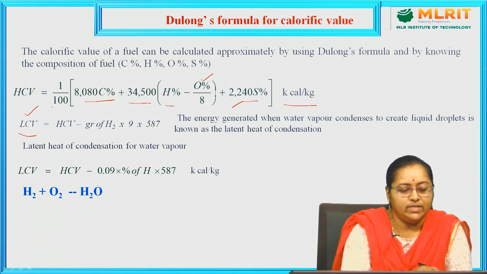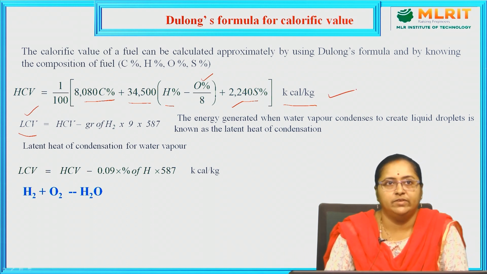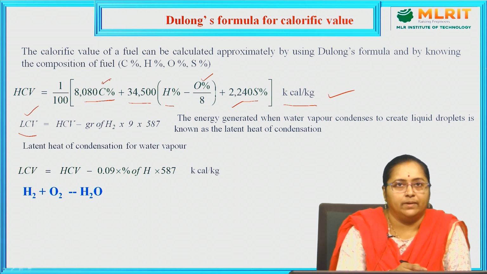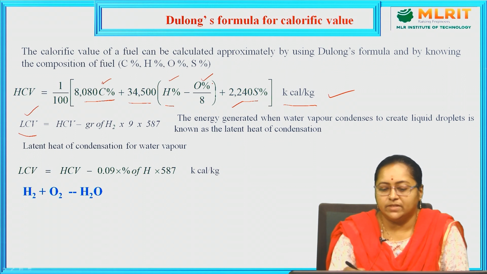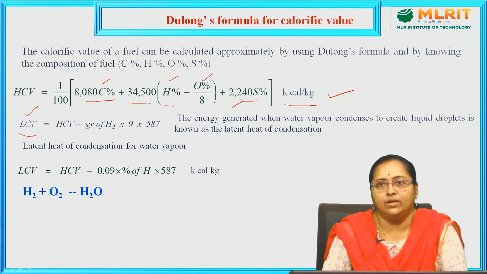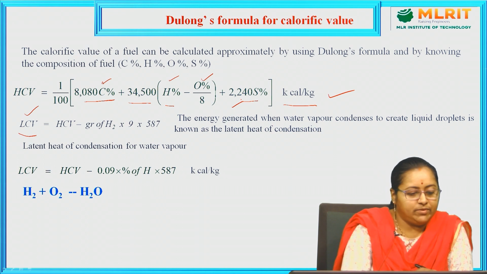If you notice, the formula for HCV calculation includes percentage of carbon, percentage of hydrogen, percentage of oxygen and percentage of sulfur. That means this data is to be given, and only then can we substitute and calculate the calorific value of the supplied fuel sample. And the next one is LCV.